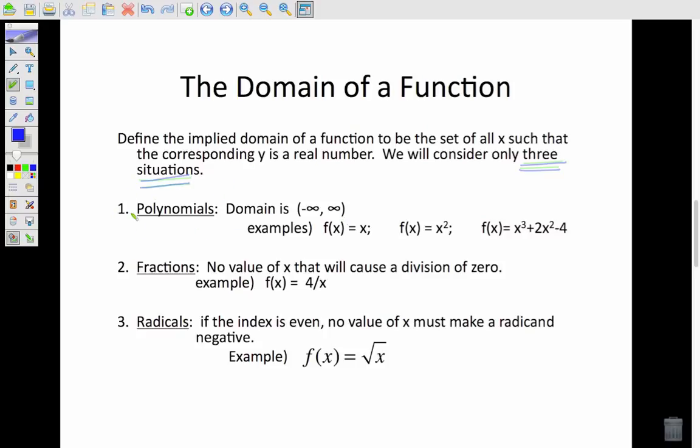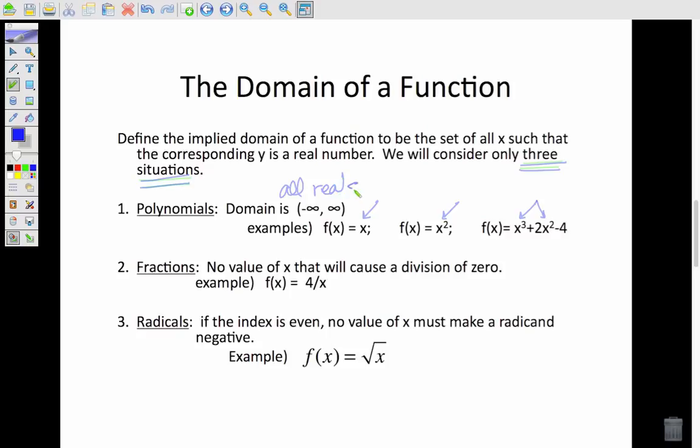Here is a polynomial right here. You've got some examples of polynomials, but the domain of a polynomial is always all reals because it doesn't matter what you put in for your x's here. You're always going to get an output. You can put anything in for your x, any real number. There's no restrictions at all. So in that case, your domain is all reals.